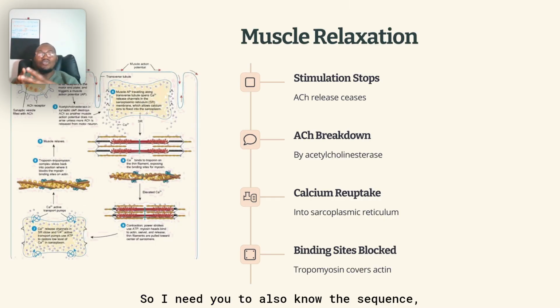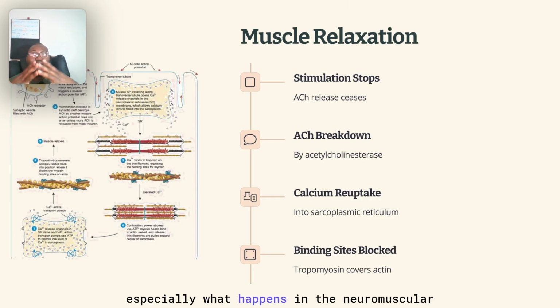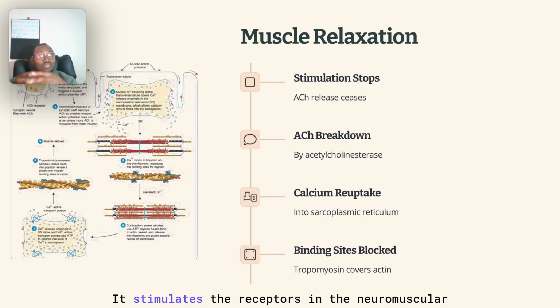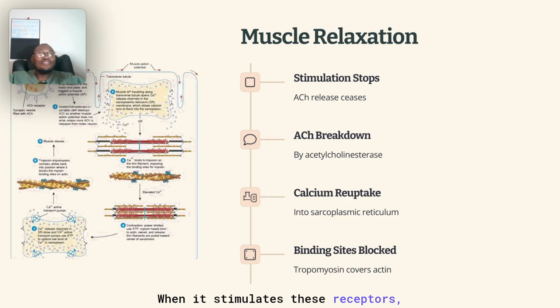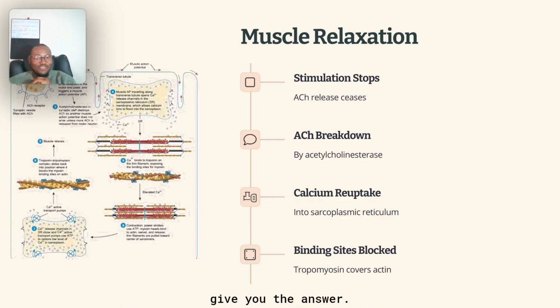So I need you to also know the sequence, especially what happens in the neuromuscular junction. When acetylcholine comes in, what does it do? It stimulates the receptors in the neuromuscular junction, correct? When it stimulates these receptors, what happens? I want you to write something in the comment section before I give the answer.